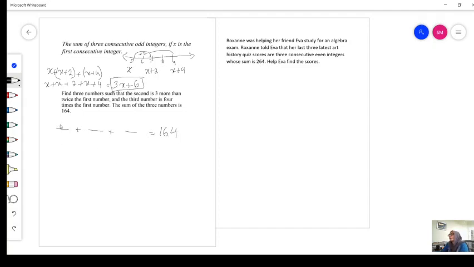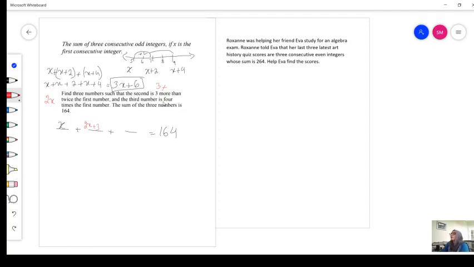The first number we'll pick, that's x. And what is the second number? The second is 3 more than twice the first number. 3 more means 3 plus. Twice the first number, what is the first number? It's x, so twice the first number is 2x. So this second number is going to be 2x plus 3.